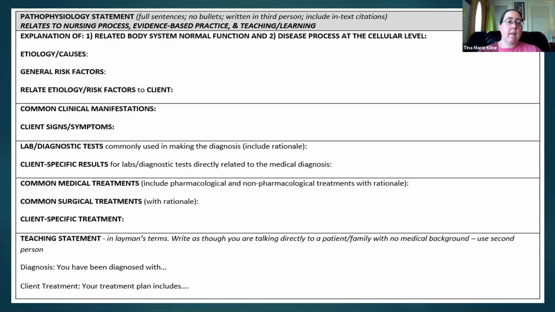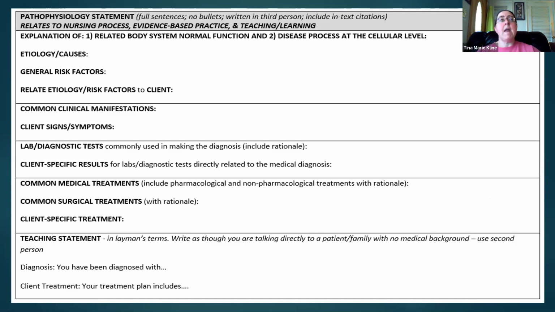So for the lab and diagnostic test, just make sure that you are including the rationale, like what does that test do? How is that beneficial to COPD? Okay. For common medical treatments, make sure you are addressing both pharmacological and non-pharmacological treatments. So you should have a paragraph for pharmacological, a paragraph for non-pharmacological.